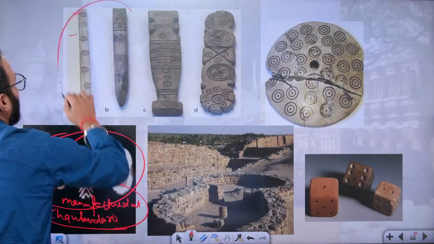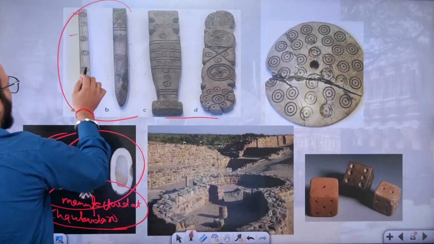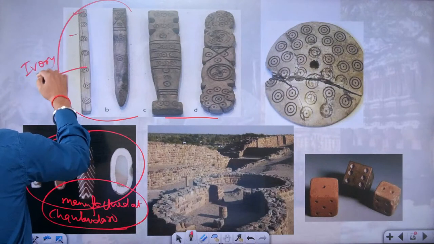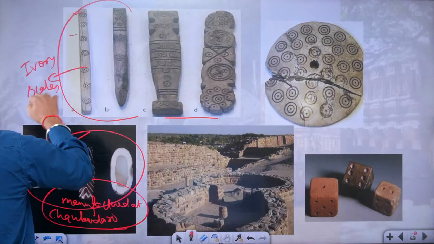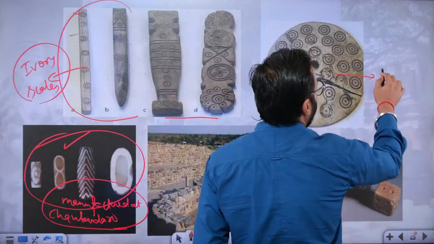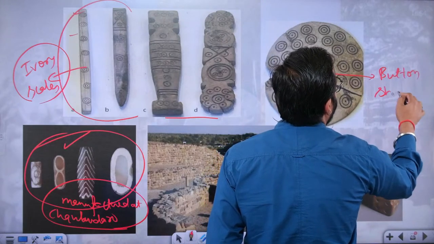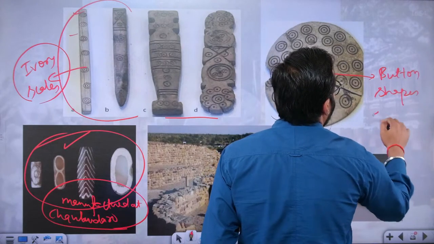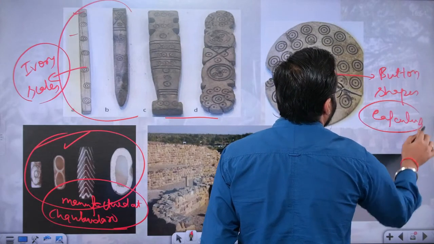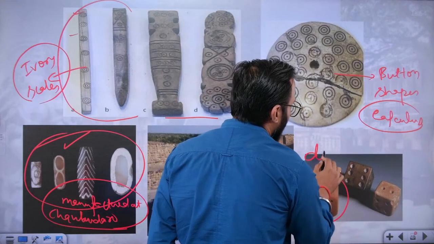These are the different types of scales and needles, etc. And these were all made of ivory. Okay, ivory scales are there. Now this is basically probably a button shaped calculus. Okay, button shaped calculus is there. Okay, here you can see the presence of dyes. Okay, the presence of dyes.